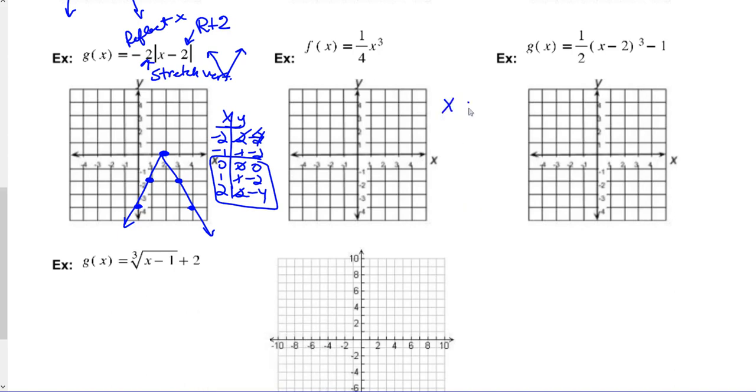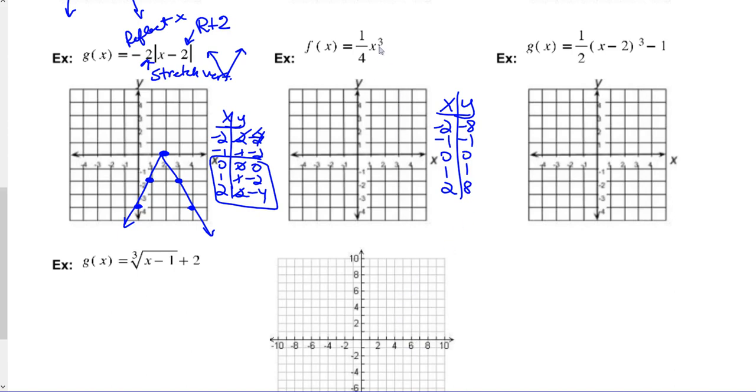Okay? All right, here we have an x cubed. So going back to the front, looking at that original x cubed, choosing -2, -1, 0, 1, and 2. This one is not symmetric over the y-axis like the last ones. So I'm just going to look at all of those points.